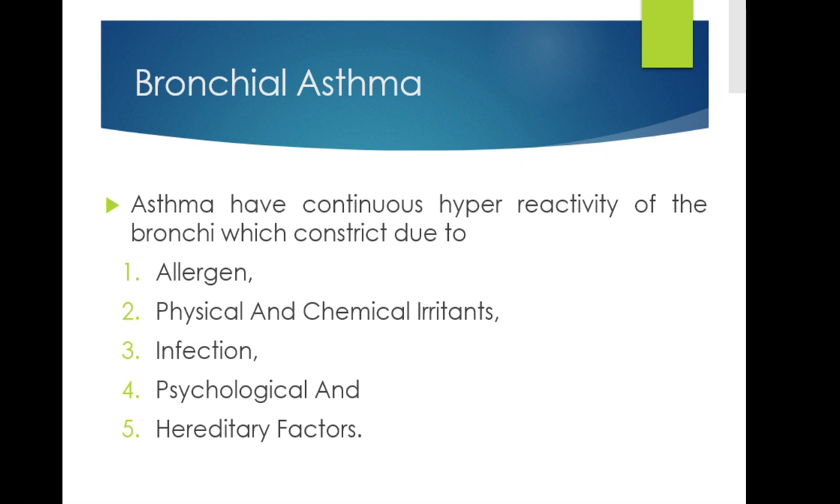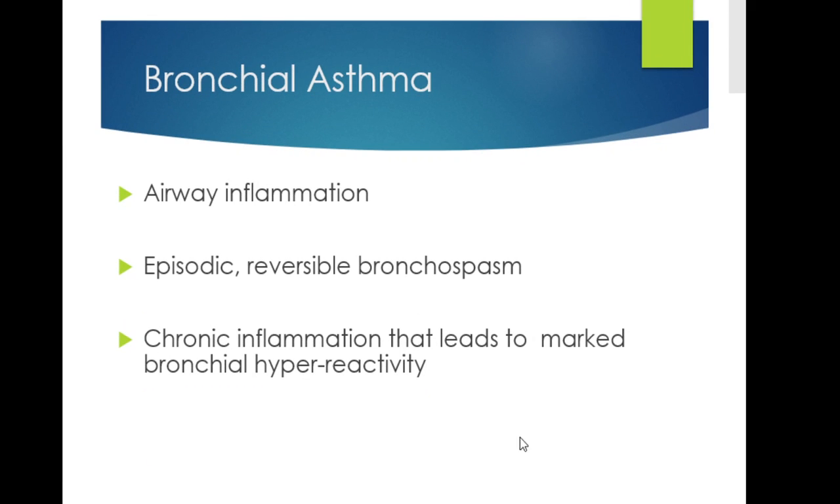The asthmatic patient has continuous hyperreactivity of the bronchi, which constrict due to allergens, physical and chemical irritants, infections, psychological factors and hereditary factors. Because of all these reasons, the bronchi will get constricted. In bronchial asthma, there will be airway inflammation, episodic reversible bronchospasm, and chronic inflammation that leads to marked bronchial hyperactivity.